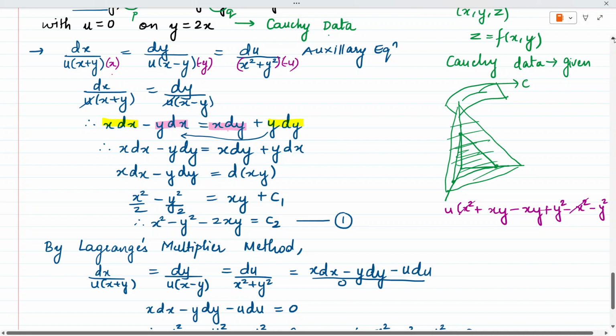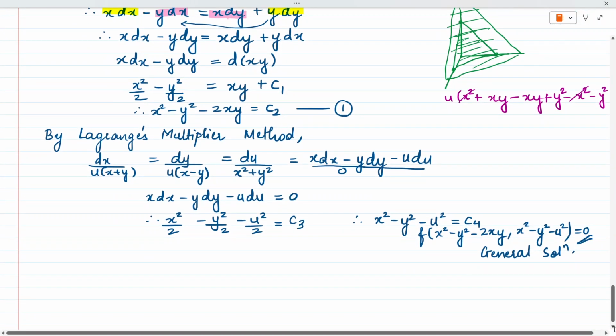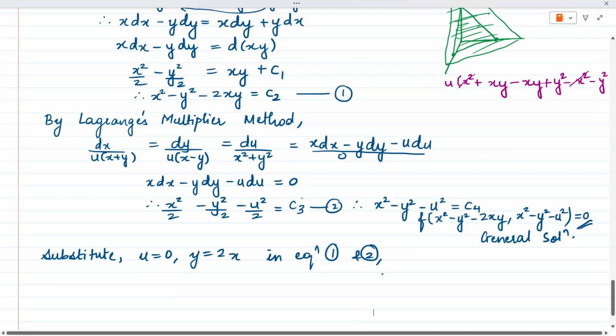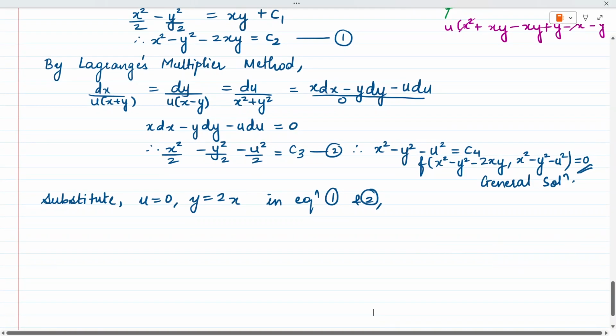What is the Cauchy data given? U is equal to 0 and y is equal to 2x. We'll substitute this Cauchy data in equation number 1 and equation number 2. We substitute u is equal to 0 and y is equal to 2x in equation number 1 and 2. Okay. And you will now try to remove the constants c1, c2, c3 and c4. जितने आर्बिट्री कॉन्स्टेंट्स है उनको आपको हटाना है इक्वेशन से, तब आपको पर्टिकुलर सोल्यूशन मिलता है.